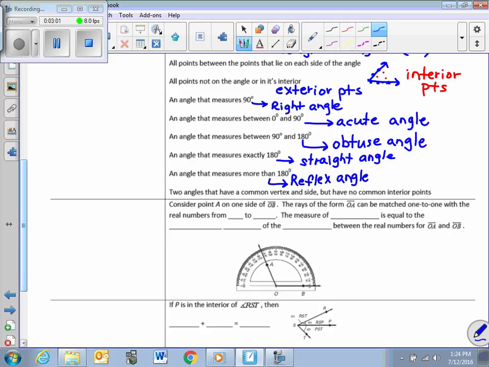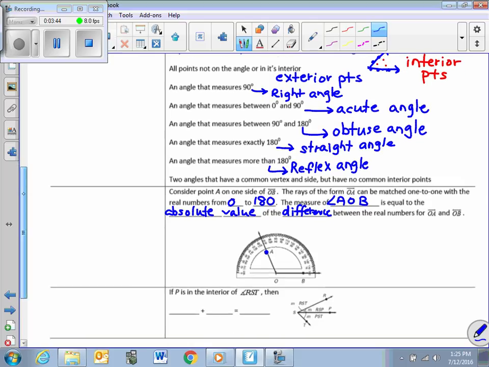All right, so how do we measure angles? Consider point A on one side of ray OB. So there we go. The rays of the form OA match one to one with real numbers from 0 to 180. The measure of angle AOB, and of course I could have called that BOA, that would be the same angle, is equal to the absolute value, kind of like we did with the segments, absolute value of the difference between the real numbers for ray OA and OB.